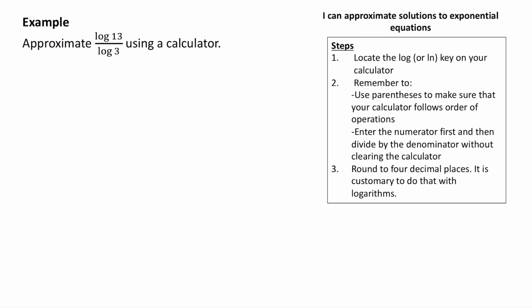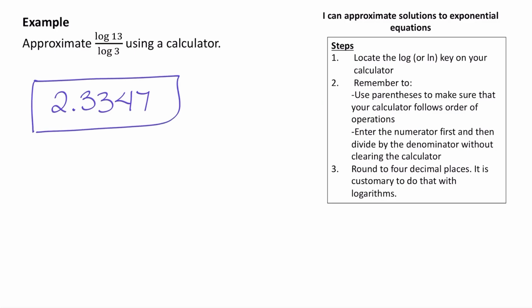So let's approximate log 13 divided by log 3 using a calculator. You're going to go to your calculator and type log of 13, hit enter, and then divide by the log of 3. That'll give you a decimal, and we're going to round it to 4 places because that's usually what we do when we're talking about logarithms. So your answer will be 2.3347.